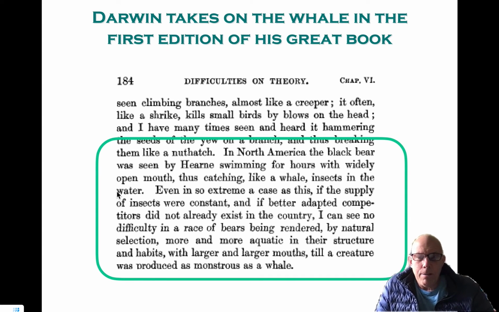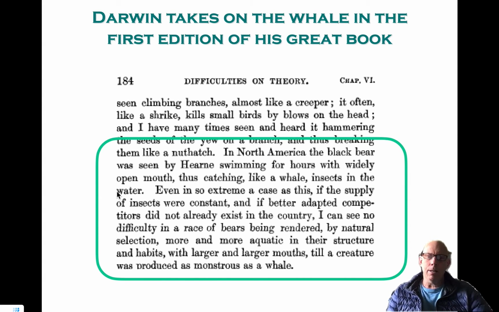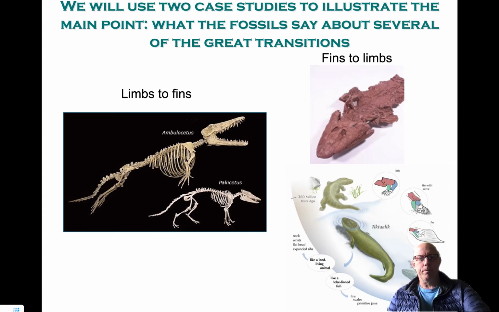In North America, the black bear was seen by Hearne swimming for hours with widely open mouth, thus catching, like a whale, insects in the water. Even in so extreme a case as this, if the supply of insects were constant, and if better adapted competitors did not already exist in the country, I can see no difficulty in a race of bears being rendered by natural selection more and more aquatic in their structure and habits, with larger and larger mouths, till a creature was produced as monstrous as a whale.